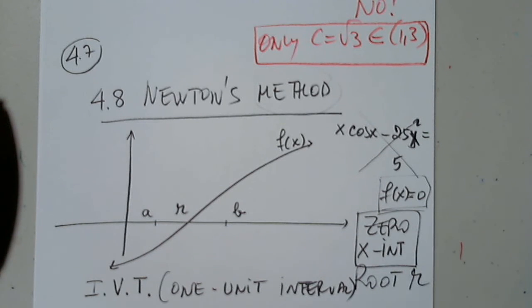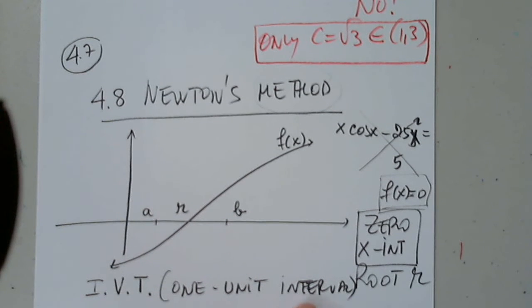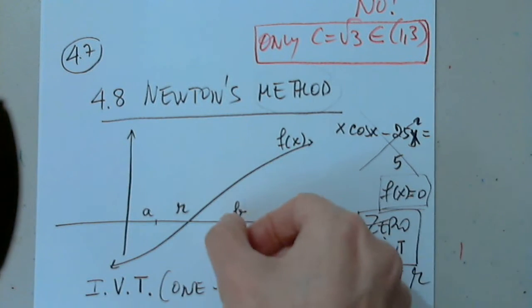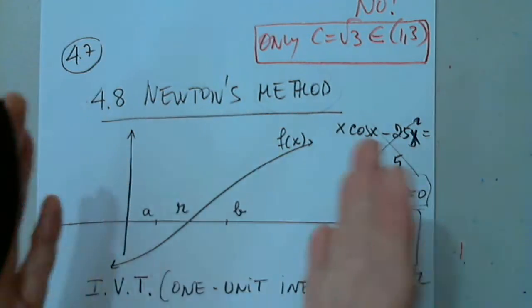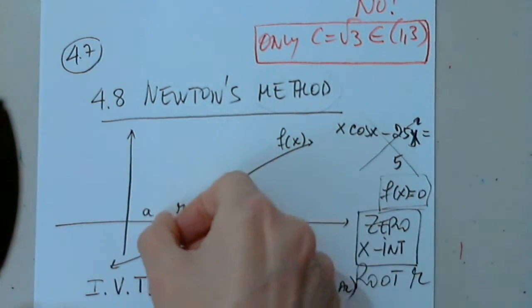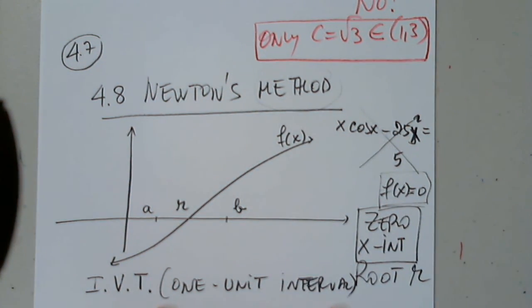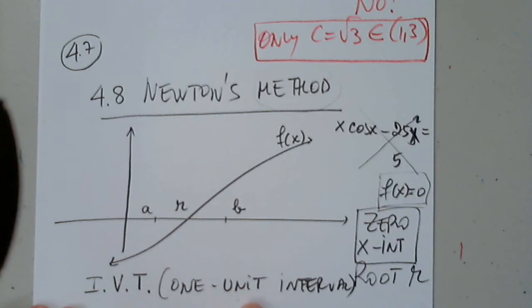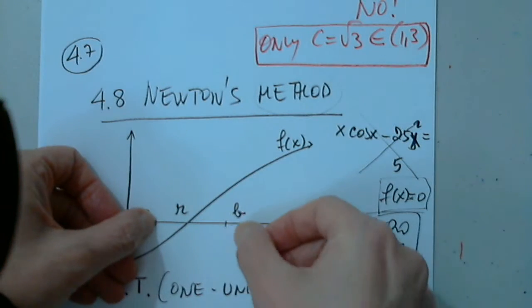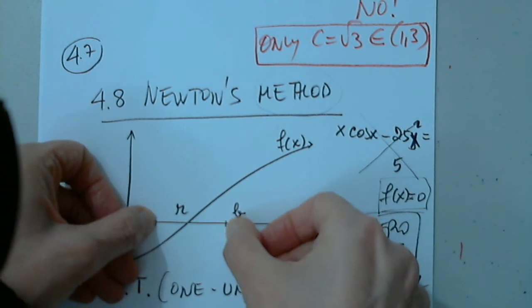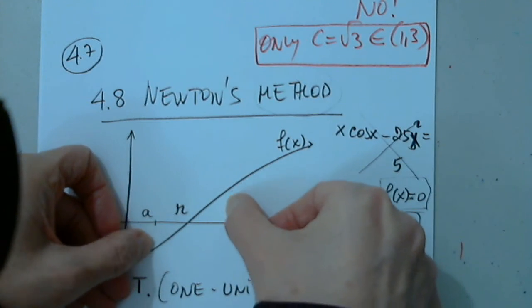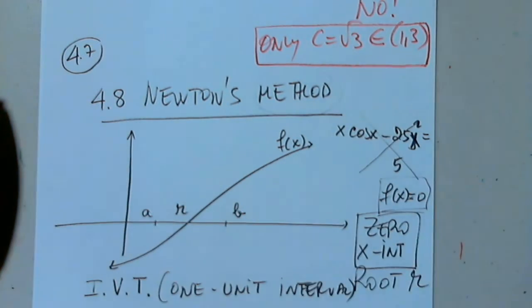So here's what Newton said. Using the intermediate value theorem for continuous functions, I found a 1 unit interval, let's say between 2 and 3, or between 1 and 2, or between 10 and 11, but 1 unit. It could be smaller, but not bigger than 1 unit. So let's say I have 1 and 2. I show that the function is continuous and changes sign. There must be a solution there.